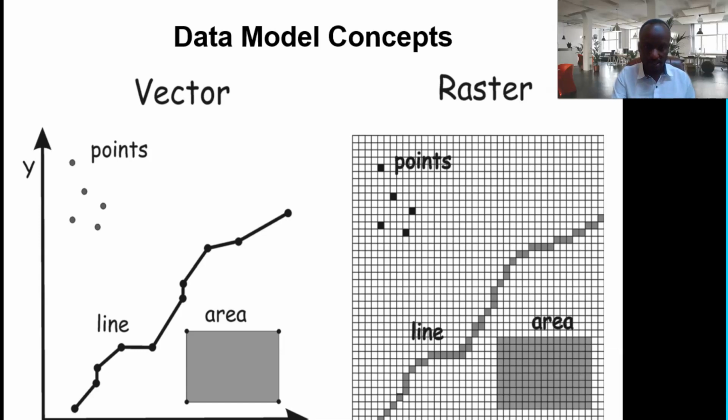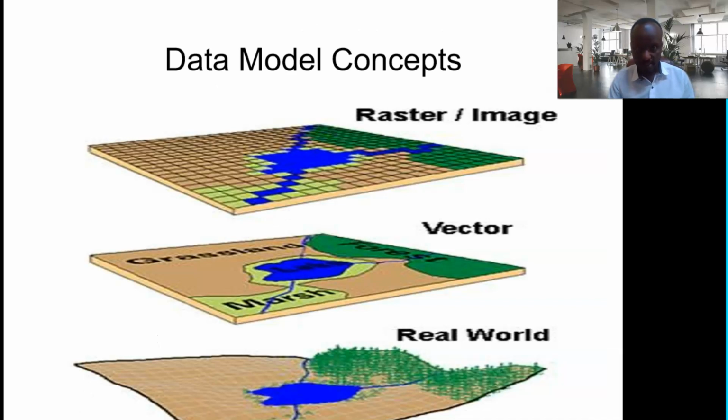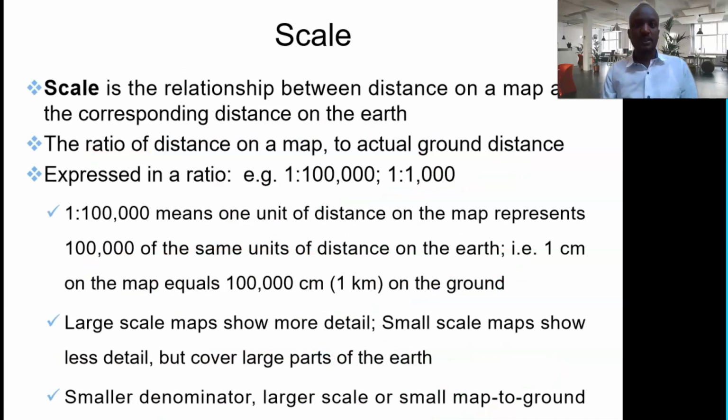Vector includes a line, a point, and a polygon drawn on XY axis, but the raster model includes points, lines, and areas developed with grid lines. So here are data model concepts or layers, including raster or image, and vector or real world.